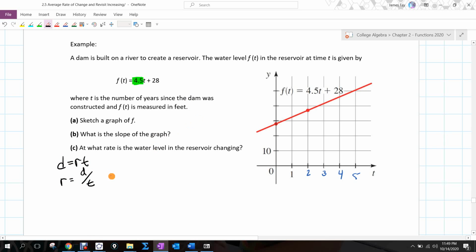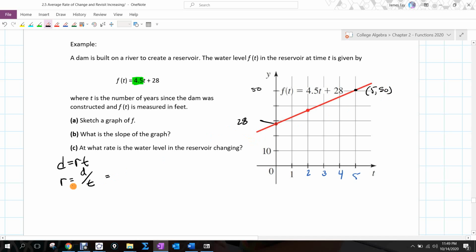So let's think about this. Distance divided by time. Well, distance, in terms of this question, would be the height of the water level. So if my water level right here is at 28, I'm going to come over here to 5, and I look at 5, and that looks like it's at, so this is 10, 20, 30, 40, 50. So at a time of 5 years, we're at a height of 50.